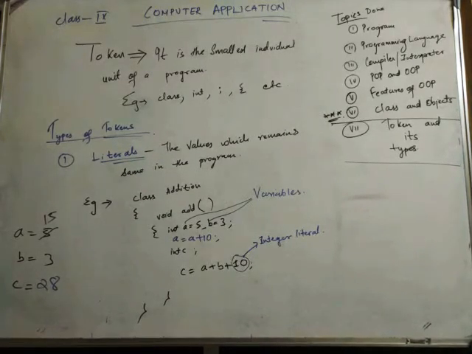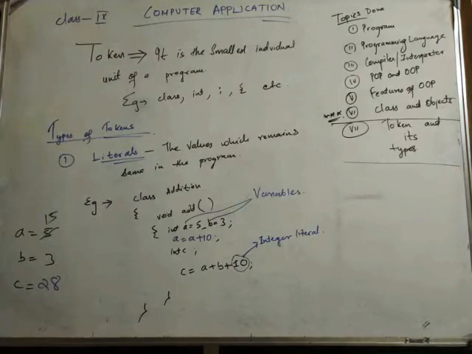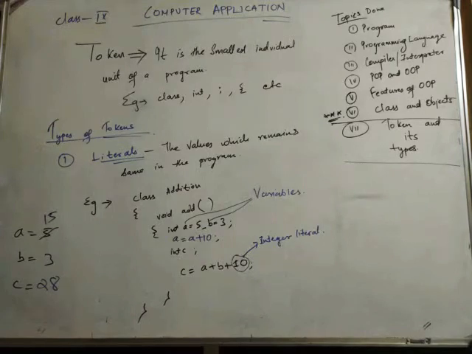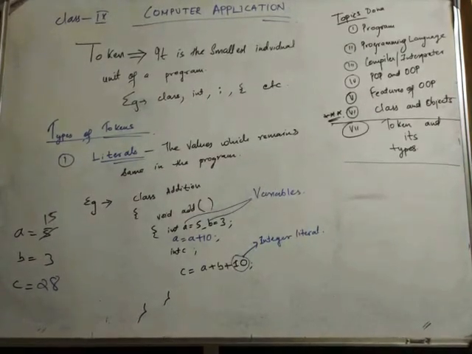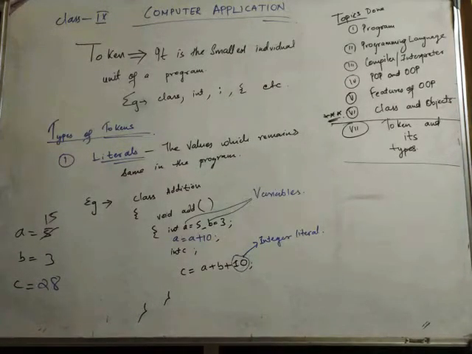Literal means what? Which remains same in the program. Like here, our integer literal is 10. 10 is not changing. Without any operations like plus, minus, any arithmetic operations, we cannot change that 10 in the program. Clear? So that is the reason they are called literals: constant values which remain same in the program, whereas values which can change in the program are called variables.